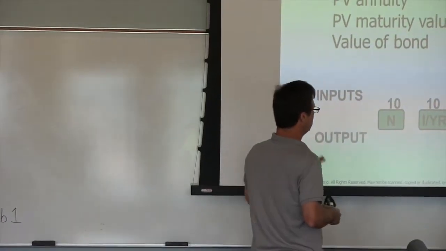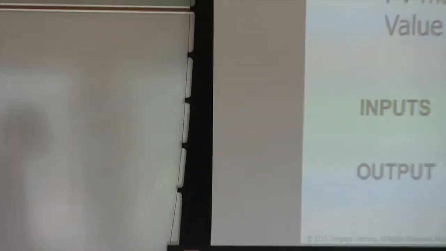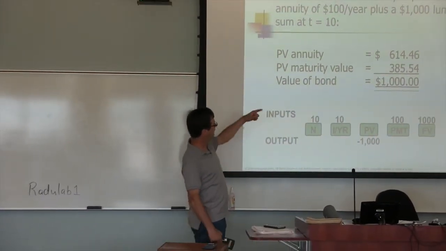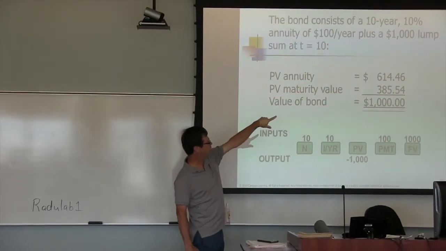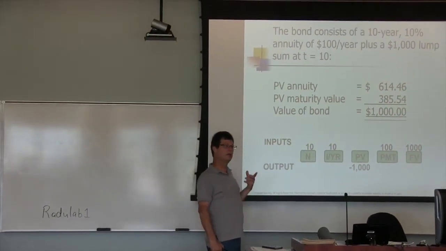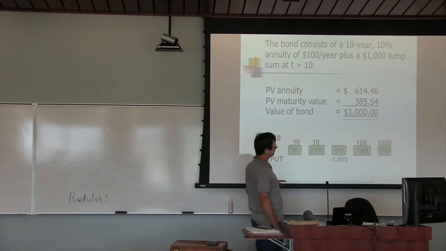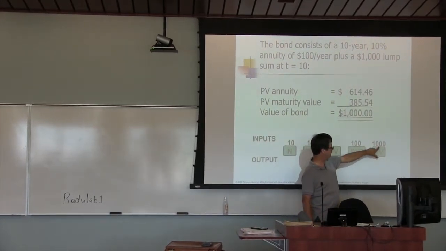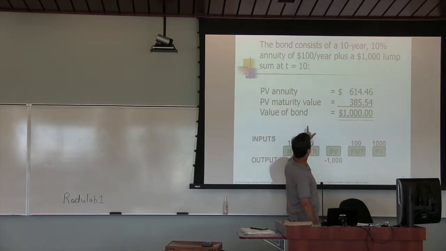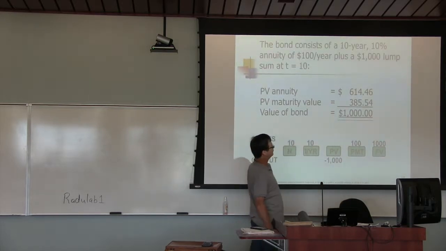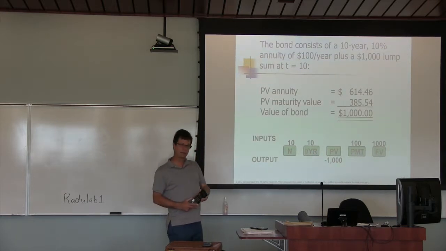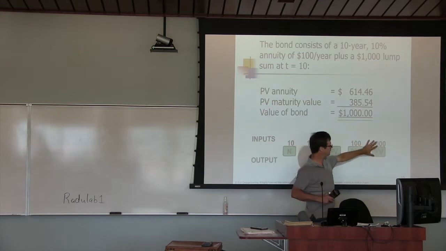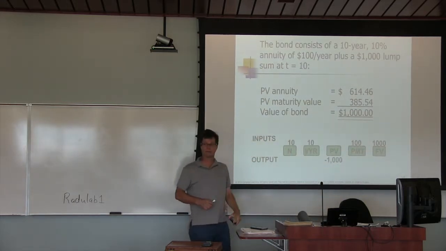We put these in. In particular, if you have a 0 in here instead of the 1,000, and you kick that back, it'll give you $614.46 for the value of that coupon payment, or the stream of coupon payments. Then you put in the 0 for payment and put the 1,000 back in for the future value. That'll give you the $385.54. As a black box though, this financial calculator can take both of those and put it all together, and it comes back to that value of 1,000.